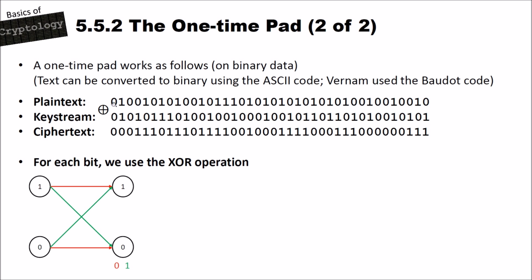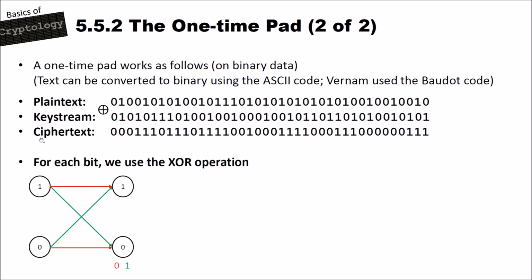For instance, 0 XOR 0 is 0. 1 XOR 1 is 0. 0 XOR 0 is 0. 0 XOR 1 is 1. 1 XOR 0 is 1, and so on. And when you want to decrypt on the receiver side, you take the ciphertext. You have to have, of course, the same One-Time Pad, the same key stream here, and then you go backwards. You decrypt by using 0 XOR 0 is 0, 0 XOR 1 is 1, 0 XOR 0 is 0, 1 XOR 1 is 0, 1 XOR 0 is 1, and so on.